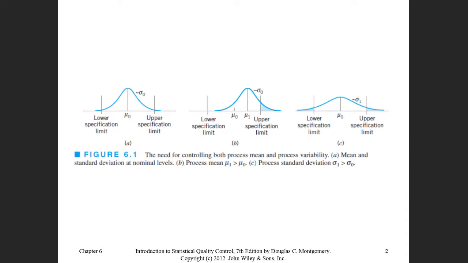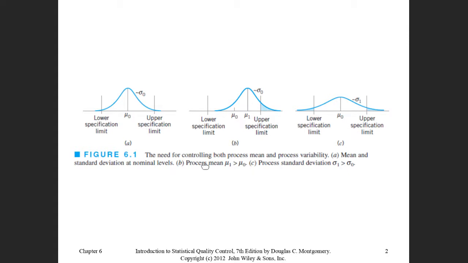First, we need to know what the objective of having the process under control is. The objective of having the process under control means that the variability is reduced and also the mean is standardized with the specifications. So if we look at this figure, it shows the need for controlling, why we need it.